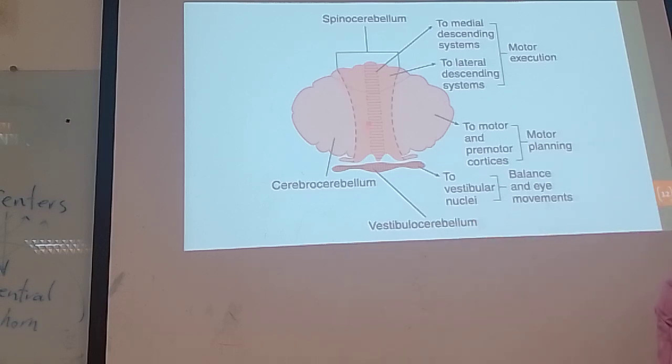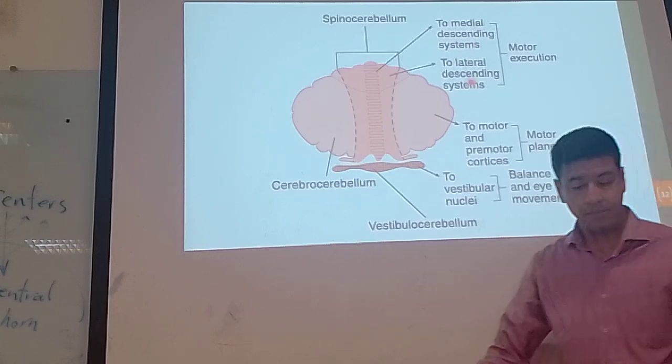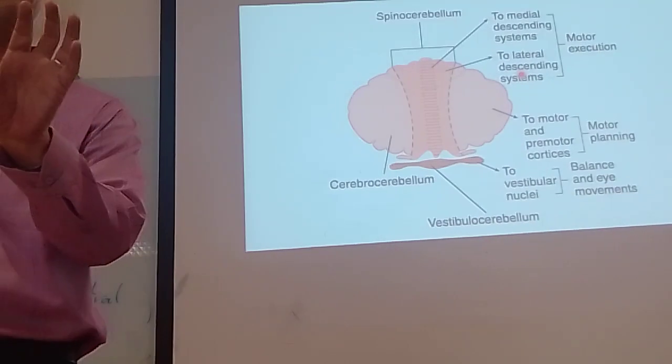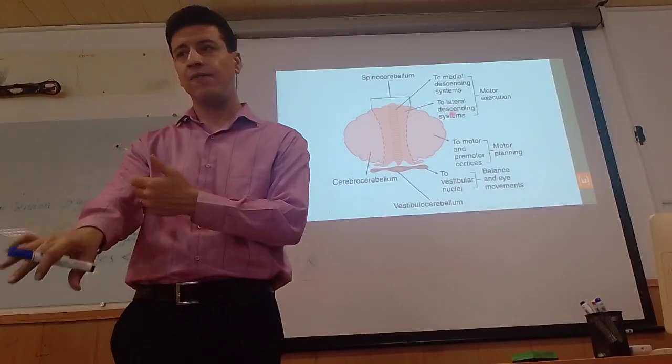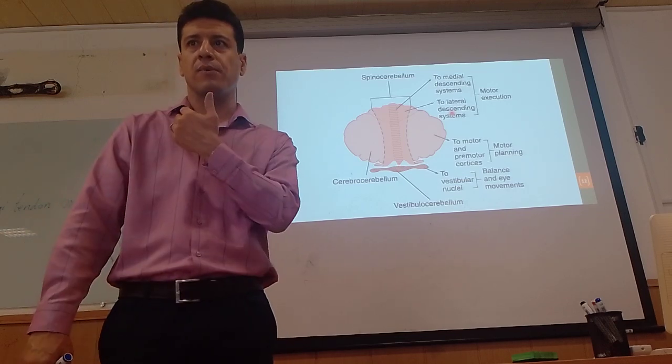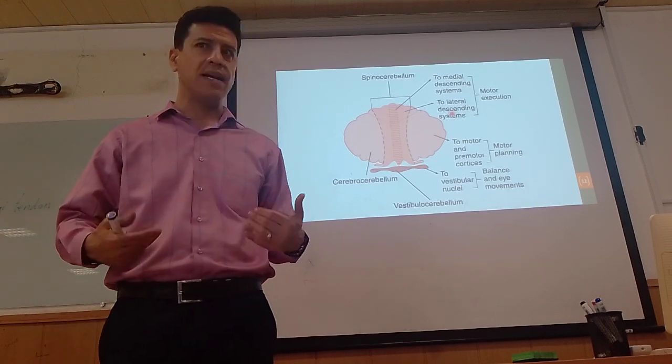Okay? So, spinocerebellum, vermis and intermediate. So from vermis, we have connections with the medial descending pathways. You remember this? Medial and lateral. I told you before. Ventral cord has two parts. Lateral, involved in the distal movements. Medial, involved in proximal movements or the axial movements, right?